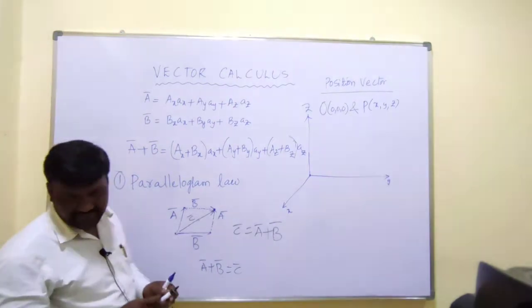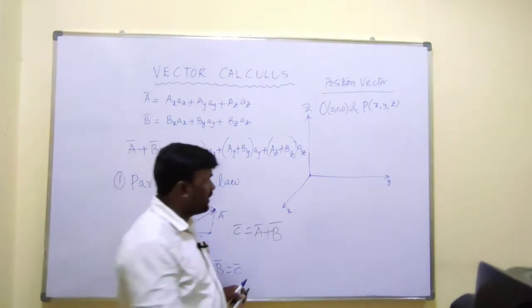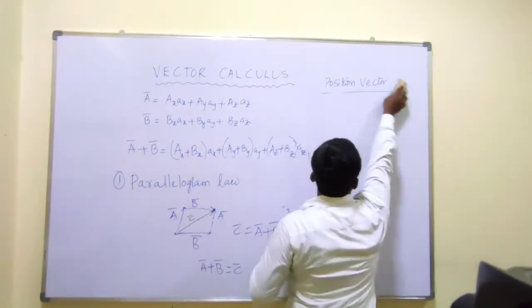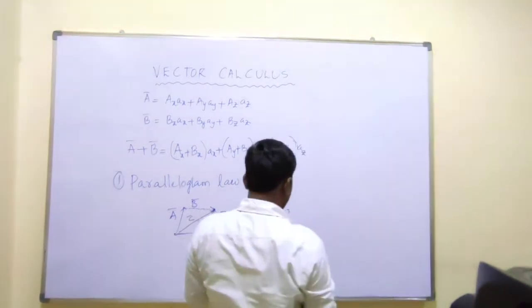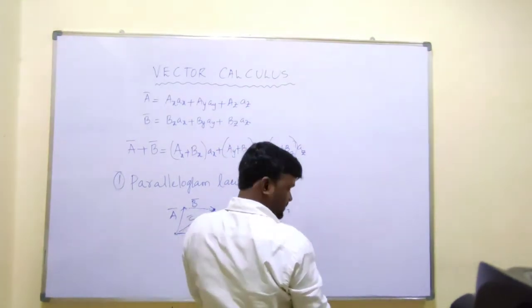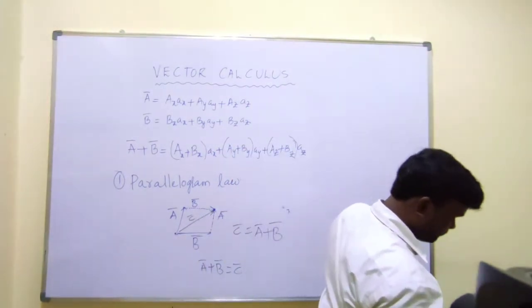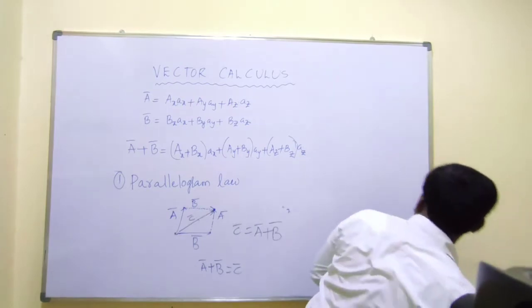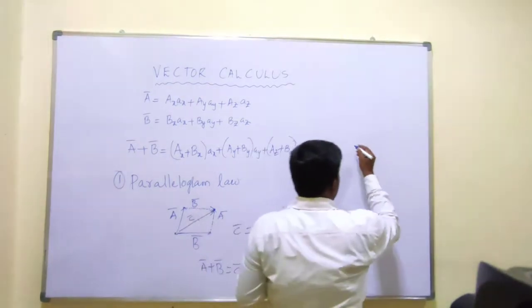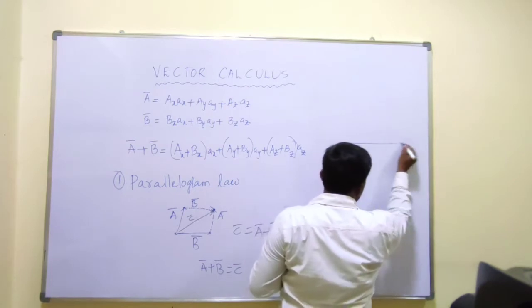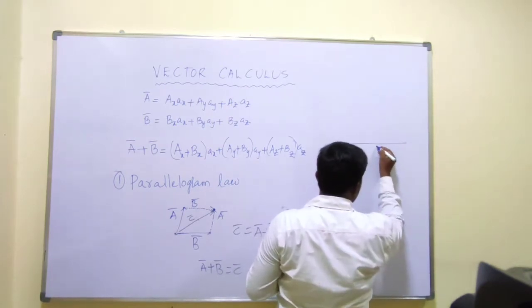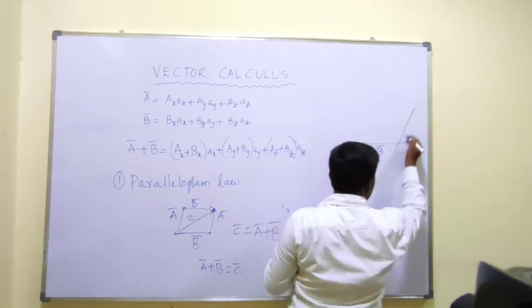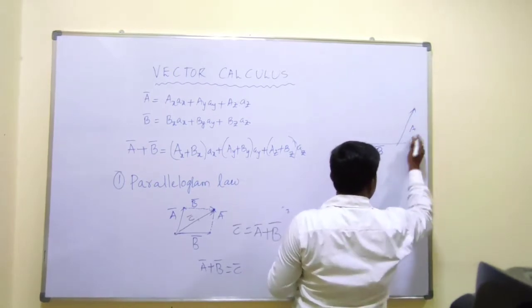And another one is the triangle law of addition. I have a vector like this, that is B bar, and another vector A bar like this.